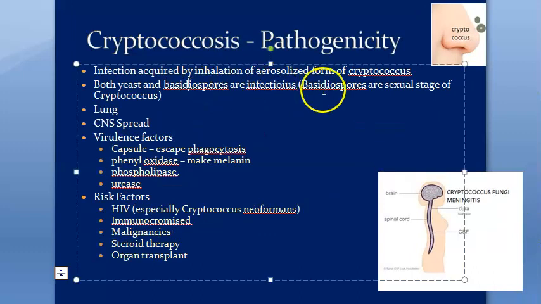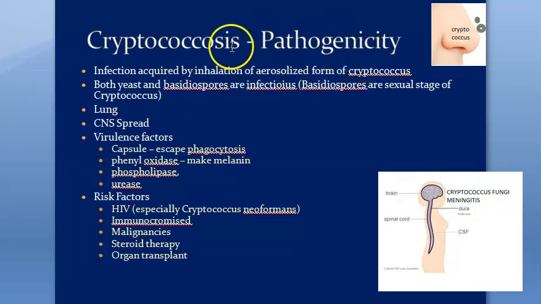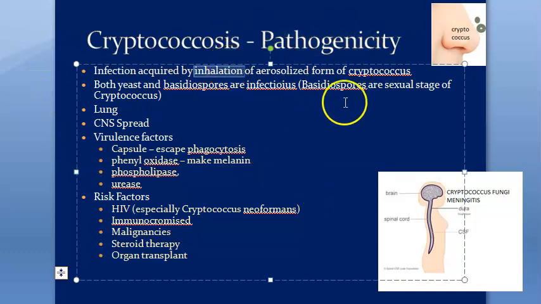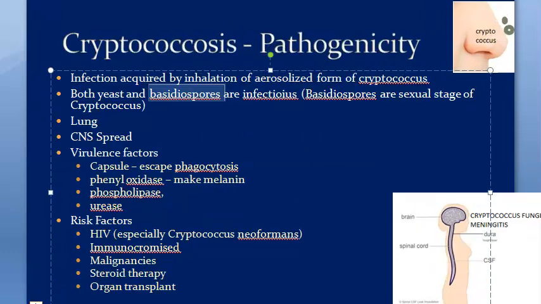Okay, let's move on to the pathogenicity, how it occurs, okay. Infection is spread by inhalation, that is what the textbook says, so we will go with that. So aerosols, etc. come as Cryptococcus, and both the yeast and the basidiospores are infective. Basidiospores are nothing but the sexual forms of Cryptococcus. Okay, so inhalation wise, you will get the yeast or the basidiospores, and you will get Cryptococcosis.